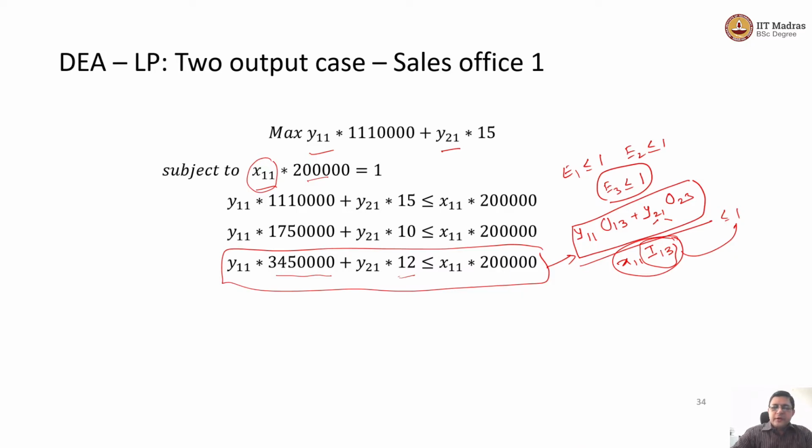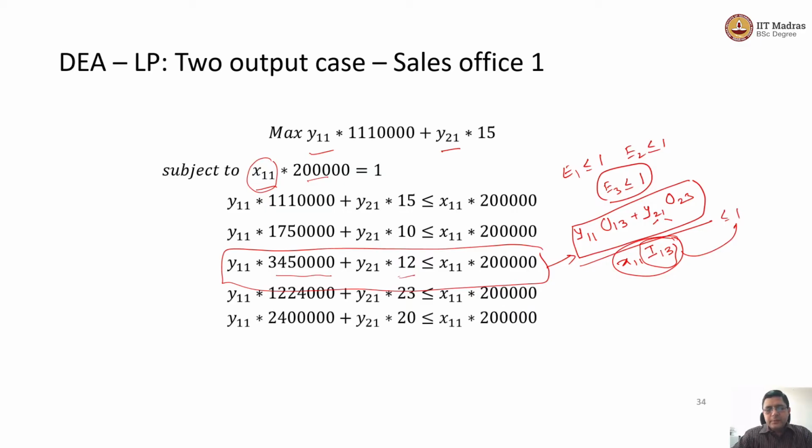So this is the constraint for the third sales office. This will be the constraint for the fourth sales office. 12 lakhs is the sales achieved and 23 are the number of leads generated using the budget of 2 lakhs. And this is going to be the constraint for sales office 5. What is the interpretation of this? It tells you that using the weights for sales office 1, sales office 5 shouldn't get an efficiency of more than 1. We actually include sales office 1 also. Even when we tell you to maximize your efficiency, don't quote a value more than 1, because an efficiency of more than 1 really doesn't make sense.